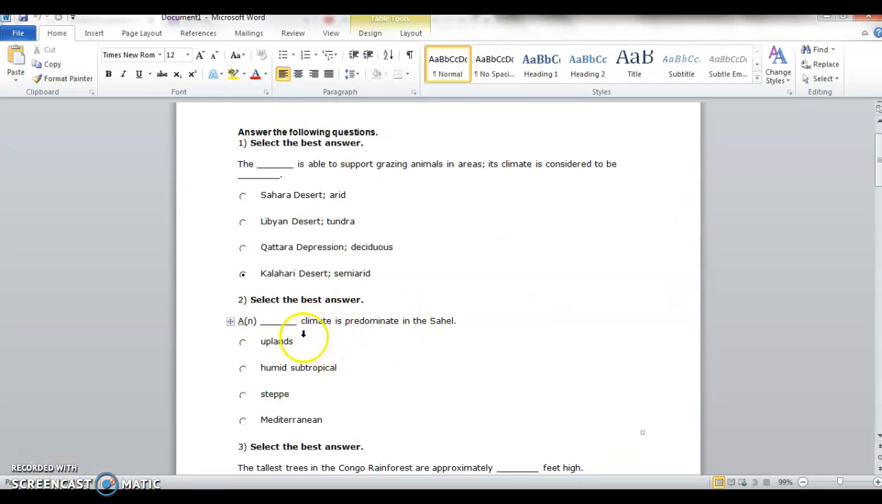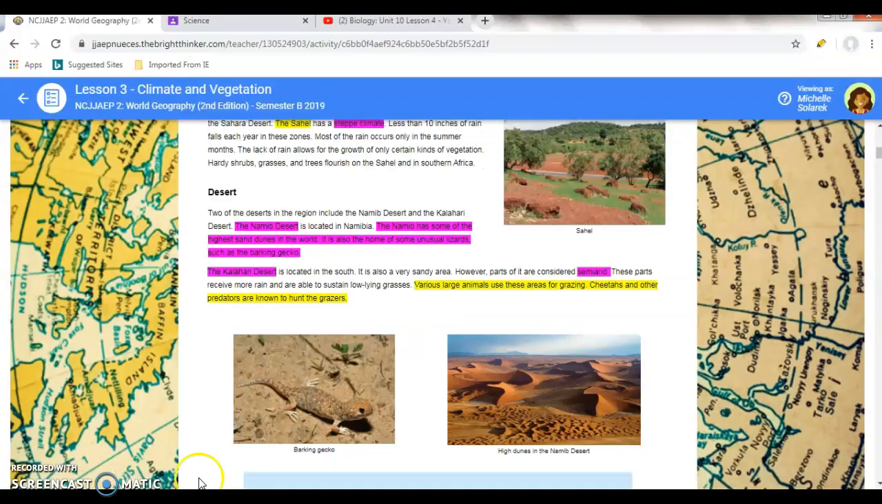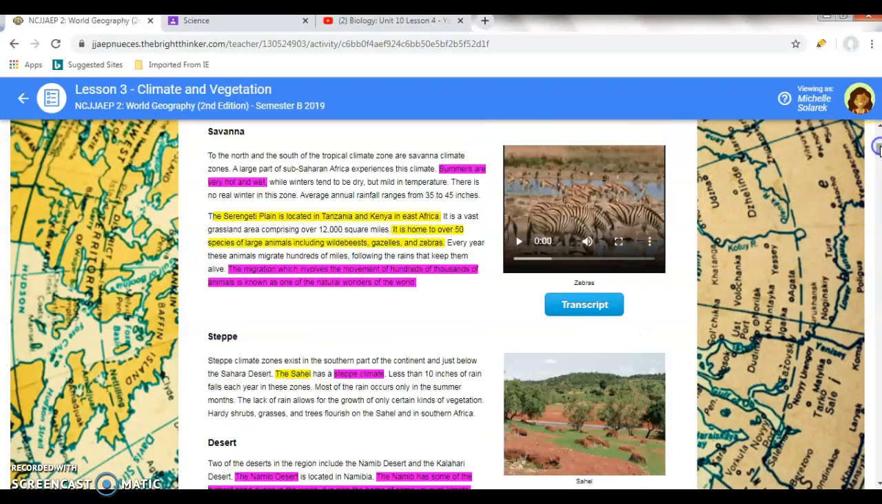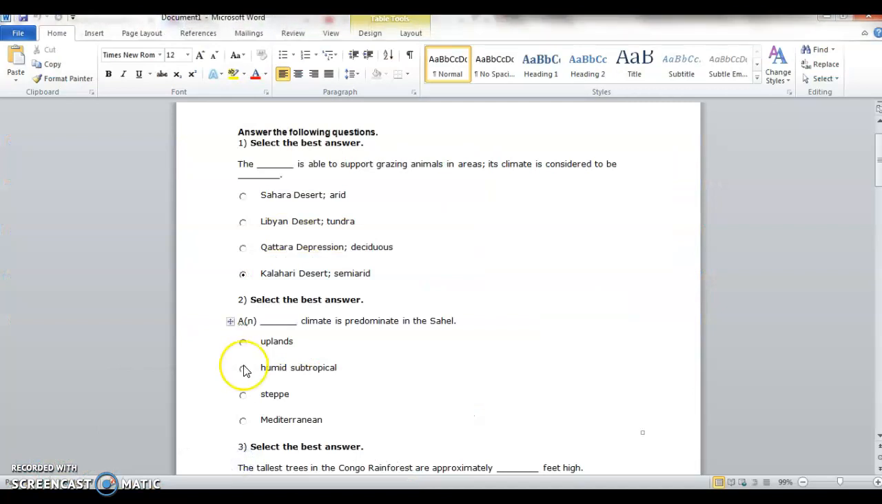Second one is a blank climate is predominant in Sahel. So we're going to go ahead and go to Sahel, which is up on the top, and it says it has steppe climate. So with that being said, we're going to click steppe. If it works. There we go.